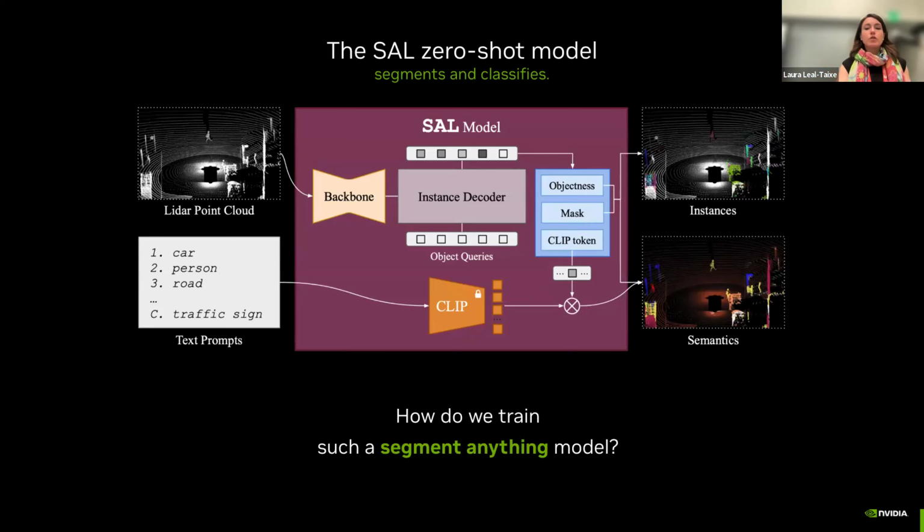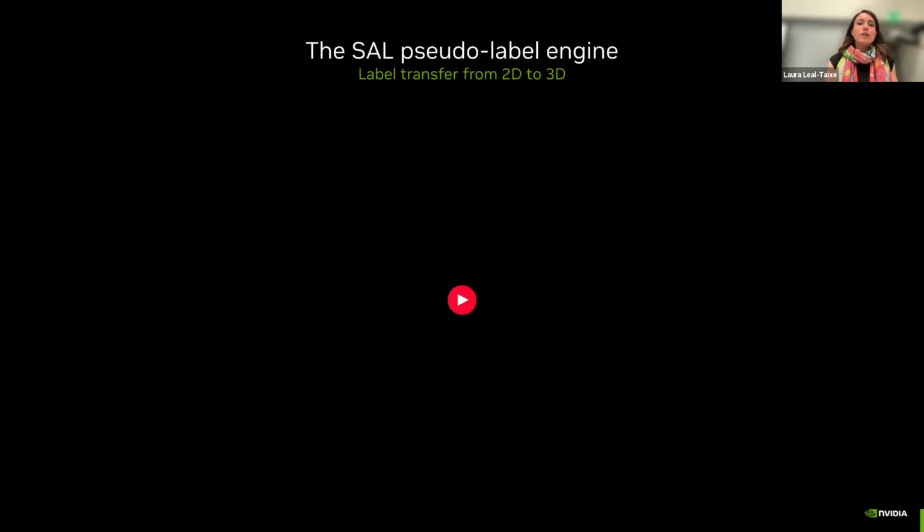So another question is, okay, how do we train such a segment anything model? And specifically, how do we get the data to train such a model, right? I mean, once I have this data, things are pretty standard, but how do I obtain this data without manually annotating a bunch of 3D scans? So here's where the SAL pseudo label comes in.